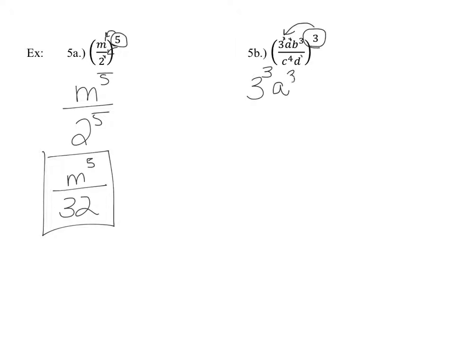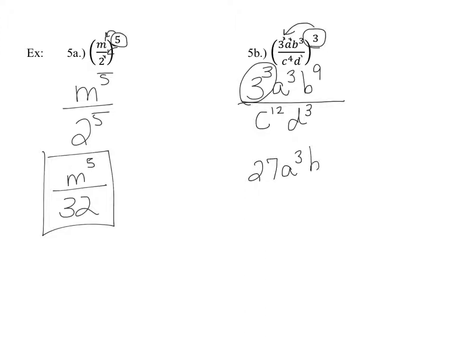a to the 3rd power, b to the 9th power, because 3 times 3 is 9, over, looking at the bottom, c to the 12th power, because 4 times 3 is 12, and then d to the 3rd power. And then again, we don't want to leave 3 to the 3rd power there because we know what that is. That's 27. So my final answer is 27, a to the 3rd, b to the 9th, over c to the 12th, d to the 3rd.